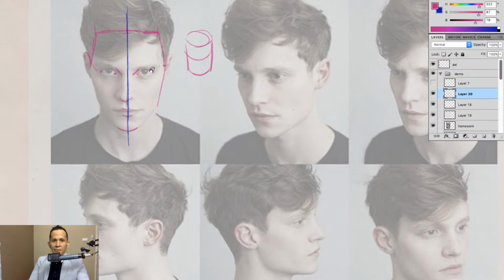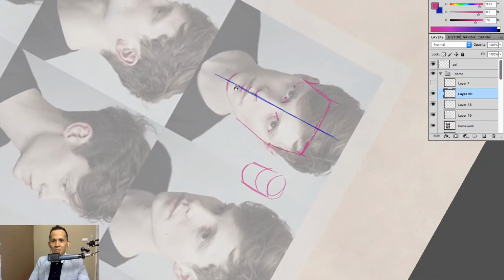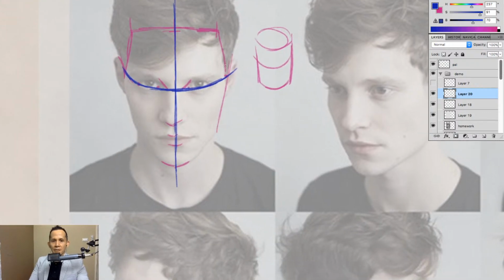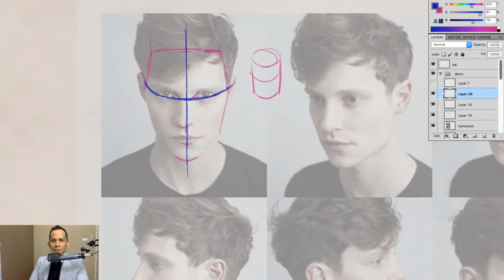And this is not a comfortable angle for me on the computer here. So I'm just going to have to turn it a little bit. Sorry about that. Boom. Vertical center. So now I'm good.